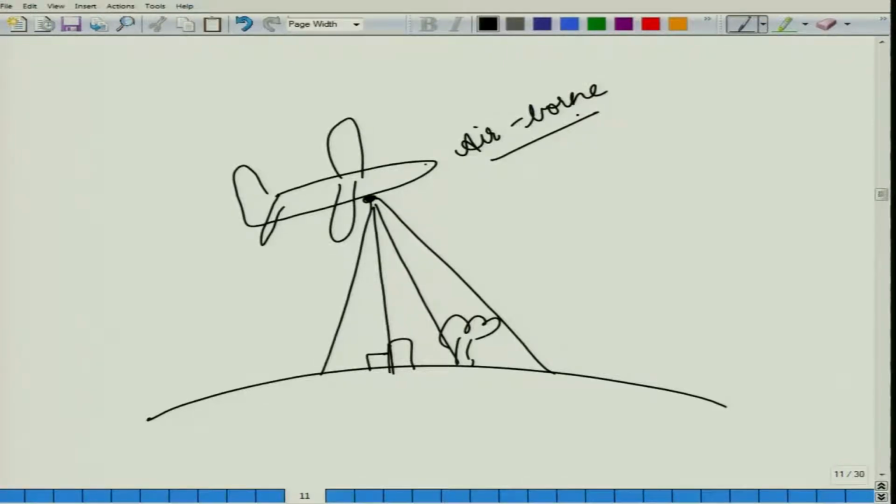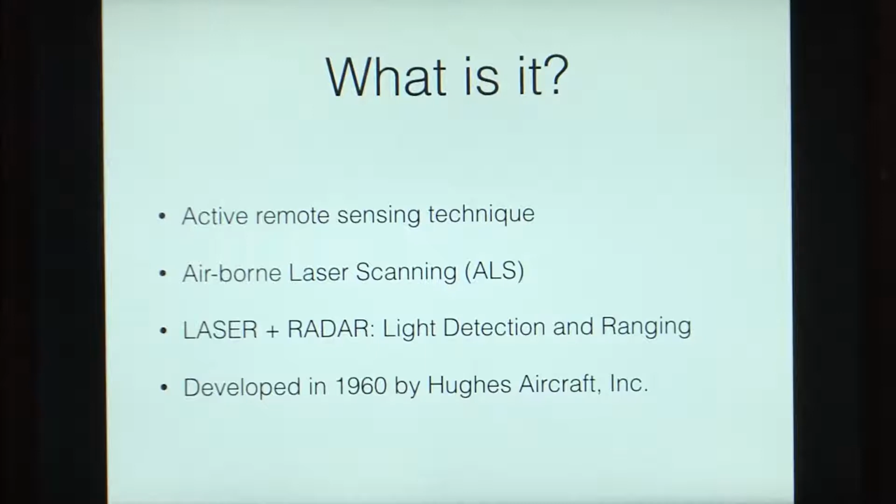Now coming back to the slides, this word Lidar comes from laser plus radar. Radar technology was developed first, and then people thought about adding laser as the source of energy. Later on, this term was also expanded to mean light detection and ranging, but the origin of this term is laser plus radar. It was developed in 1960 by Hughes Aircraft Incorporated.